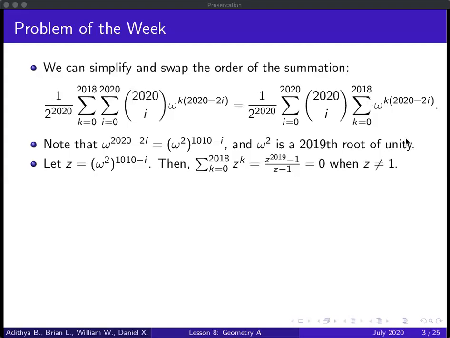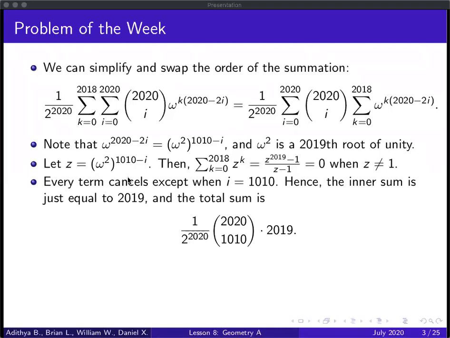So if we look at the sum as a whole, this means that basically all the terms are 0 unless z is equal to 1. So if z equals 1, then the inner sum just becomes 2019. So our answer is just 1 over 2 to the 2020 times 2020 choose 1010 times 2019. And it's 1010 because z is equal to 1 when i is equal to 1010. So now we're basically done.